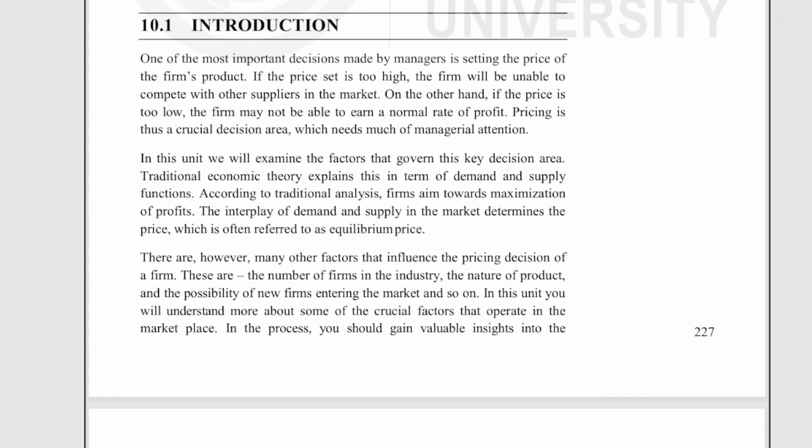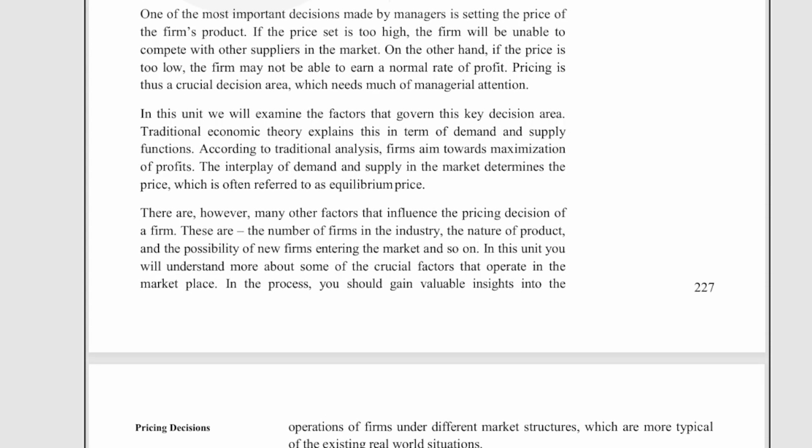One of the most important decisions made by managers is setting the price of the firm's product. If the price set is too high, the firm will be unable to compete with the other suppliers in the market. On the other hand, if the price is too low, the firm may not be able to earn a normal rate of profit. Pricing is thus a crucial decision area which needs much of managerial attention. So in this unit, we will examine the factors that govern this key decision area.